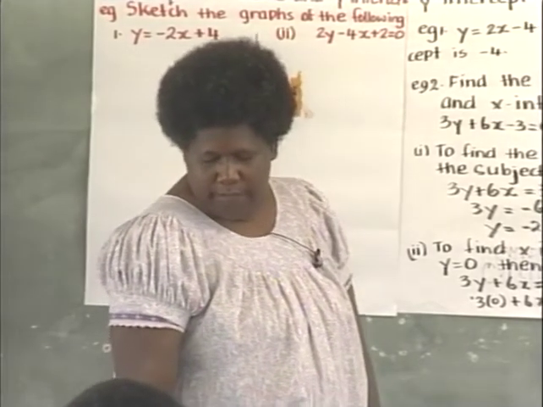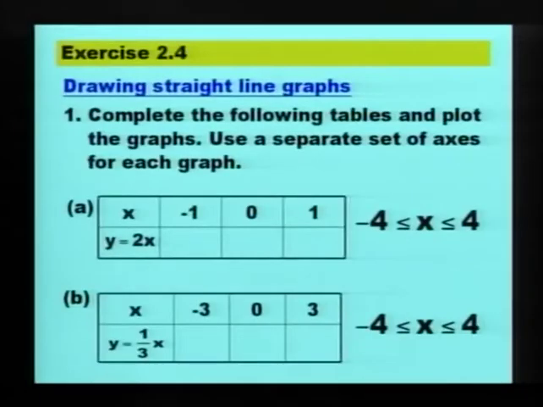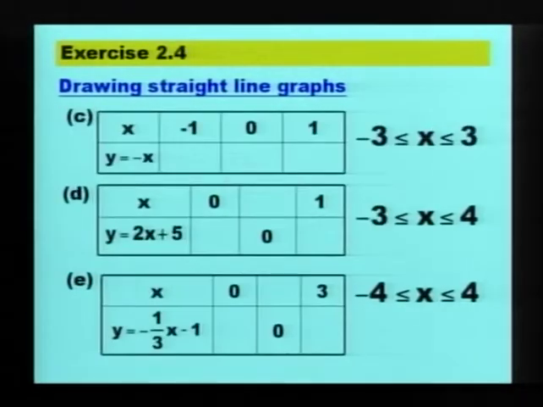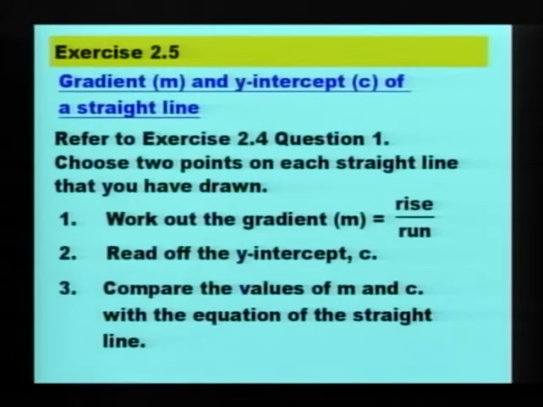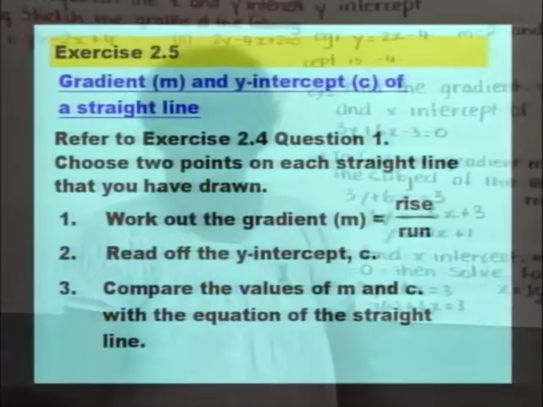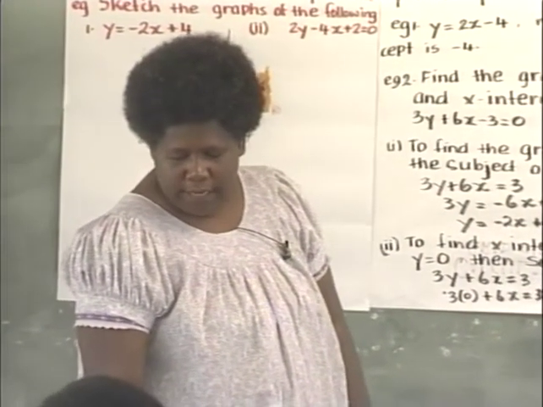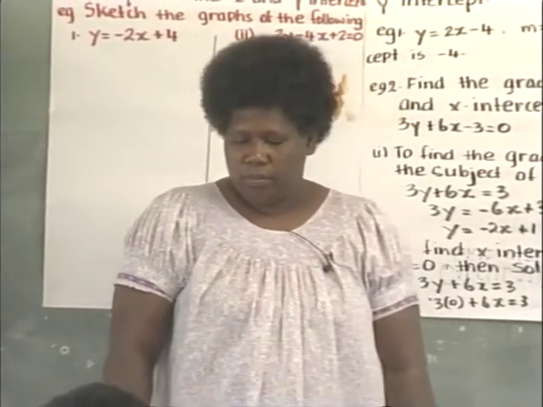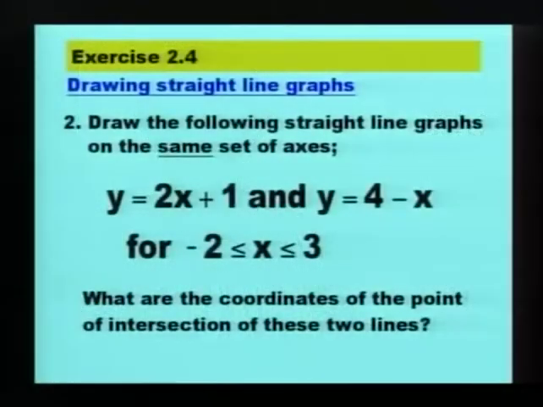Homework one was to find, from the lines A, B, C, and D, the gradient and the y-intercept, and then compare with the values for the gradient and the y-intercept in the equation. And then you were also asked to draw the lines y equals 2x plus 1 and y equals 4 minus x, and then find the coordinates of the point where the two lines meet, which is called the point of intersection.